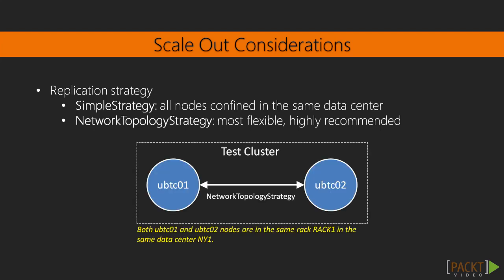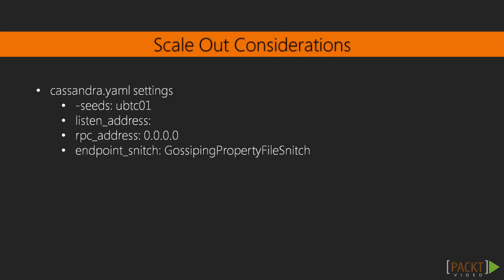We'll migrate to a bare minimum 2-node cluster as illustrated in the design diagram here. The cluster name will remain test cluster, and both nodes will be in the same rack, rack 1, in the same data center, NY1. We'll need to modify two Cassandra configuration files to make it real. First, cassandra.yaml.